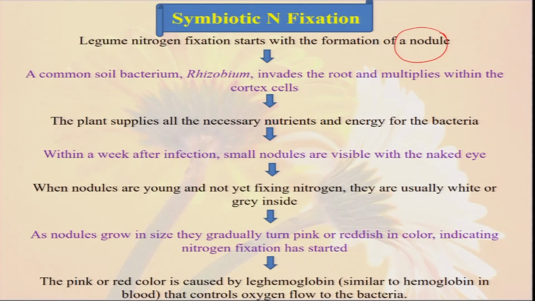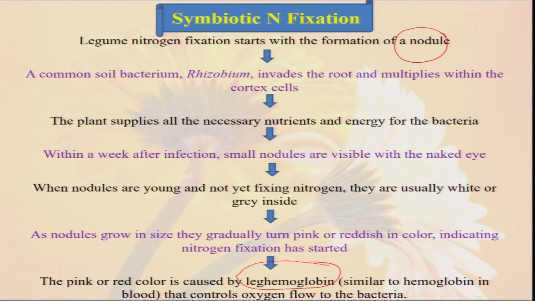When nodules are young and not yet fixing nitrogen, they are usually white or grey inside, but as the nodules grow bigger, they turn pink or reddish in color, indicating that nitrogen fixation has started. Then why is the color red or pink in the rhizobium? Because there is a compound called leghemoglobin. This is just like the hemoglobin in our blood; in the plant nodules leghemoglobin is produced, and that is why the color is pink or reddish, and it controls oxygen flow to the bacteria.